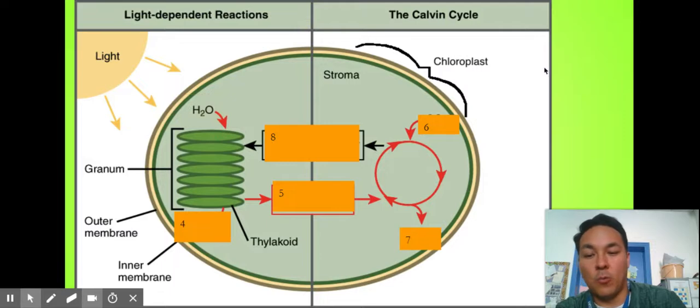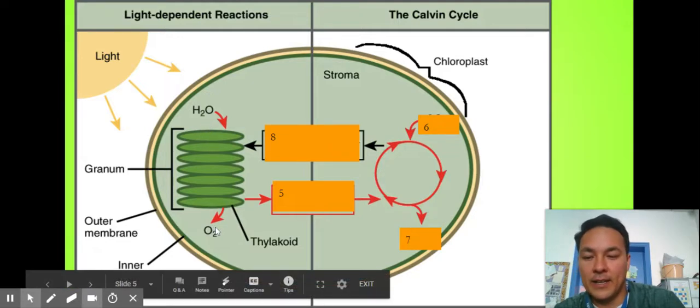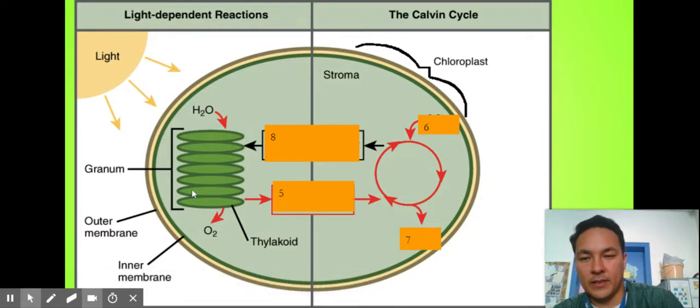Number three will be water coming into the system. Number four will be oxygen leaving the system. So light hits this. There's going to be a reaction here, and we'll get into that in the next slide, but water is going to be split in half, and then oxygen is going to be able to leave. All right, this is going to produce the light-dependent reactions.